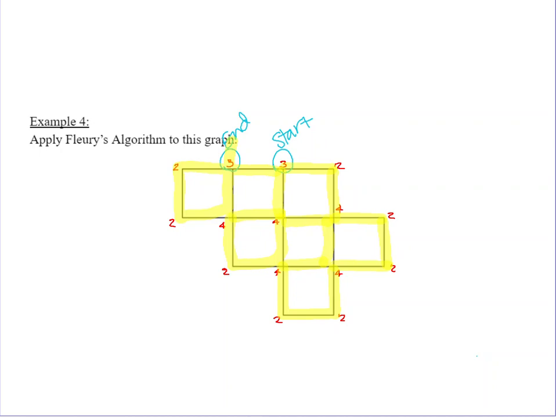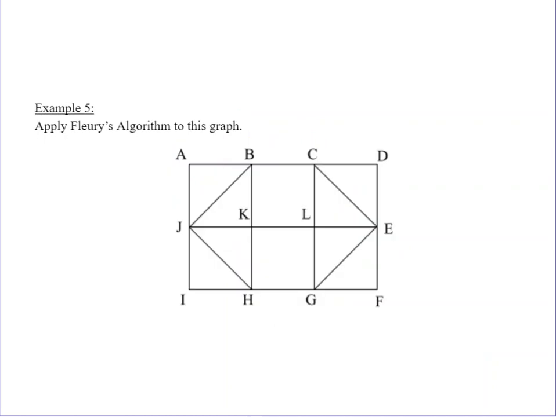Let's try another example. Again, before we can start, we need to look and see, do we have an Euler path or an Euler circuit? So I'm going to go through the degrees of each of these vertices. Okay. Again, with this one, I have two odd vertices. I'm going to choose to start at E and end at J.